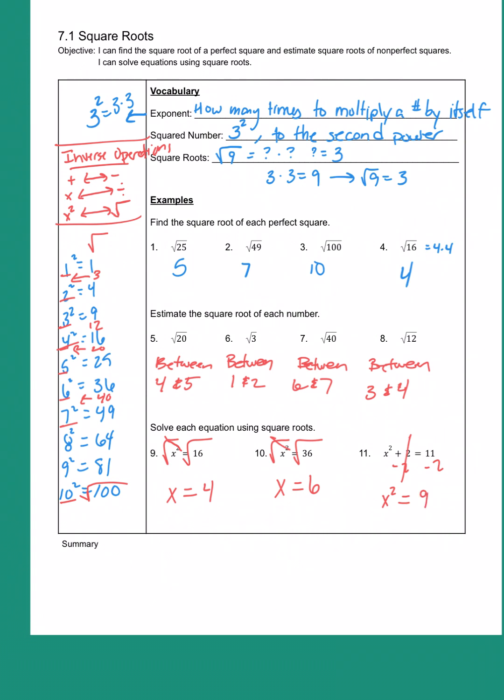Now we can look at how we were solving these before. And to get rid of that square, I want to take the square root. Do the same to both sides. Square and square root cancel, so I get the x all by itself, which is what we want. And the square root of 9 is 3.